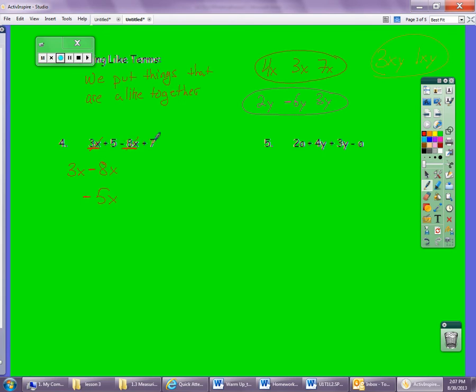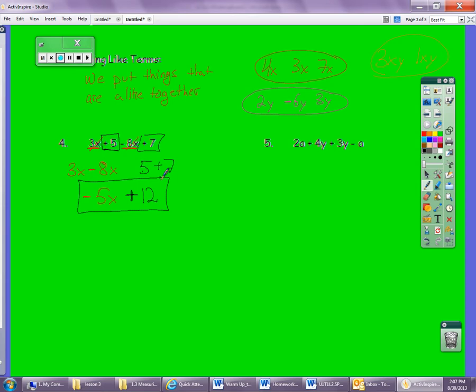And now we have my 7 and 5 left over. So this is a positive 5 plus a 7. So 5 plus 7 will give us positive 12. So when we combine our like terms, we're going to get negative 5x plus 12.